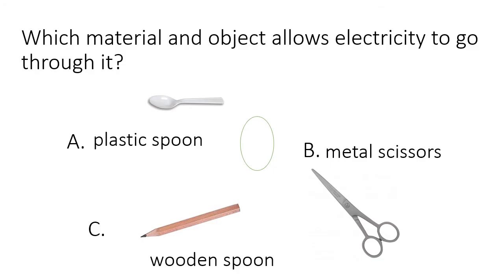Which material and object allows electricity to go through it? A, plastic spoon, B, metal scissors, or C, wooden spoon? If you said B, metal scissors, you are correct.